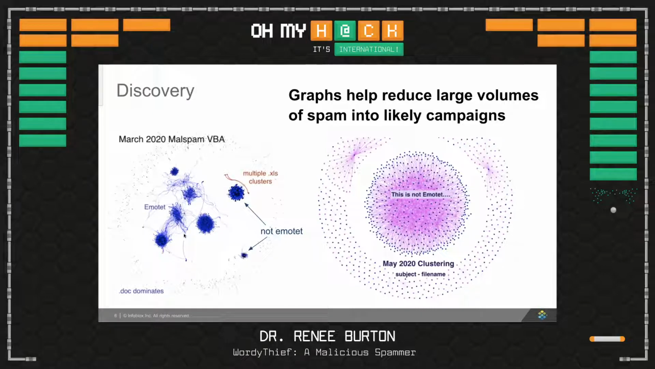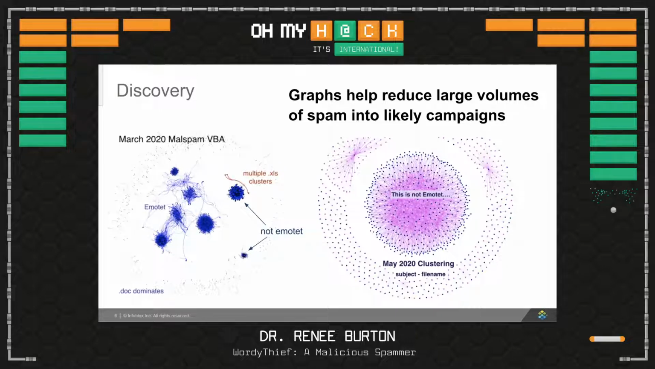They're very distinct. And in this case, this is from May 2020. This case is also not Emotet, but it's a very, very large campaign. This turned out to be an actor that we discovered called Wordy Thief, or who we call Wordy Thief, who is a Russian spam actor who also works in information stealers only, a very interesting actor that we've been watching for a long time. And we do have a paper published on that and available on the website if you're interested in actor kinds of things.